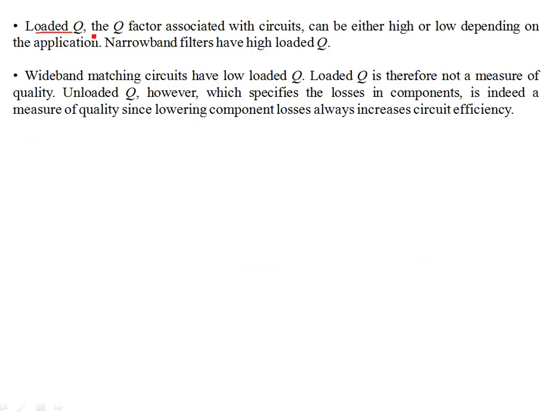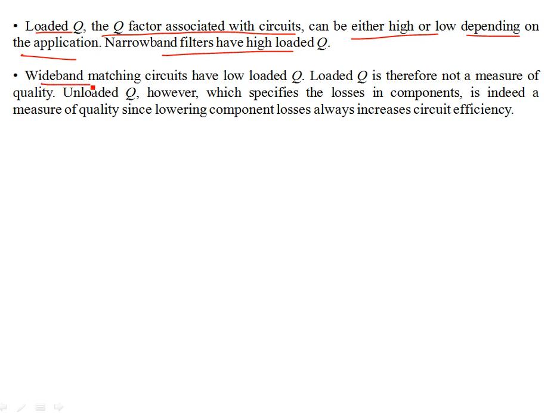Now the loaded Q, that is the circuit Q which includes the load as well, can be either high or low depending on the application. Narrowband filters have a very high loaded Q, so they're highly selective filters. Such circuits occur, for example, in tuned radio receivers, where you select whichever station you want. Selectivity is defined by how narrowband, or how high Q, the tuned circuit is. But that depends on the application.